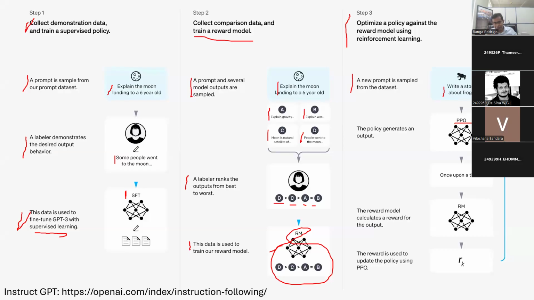After PPO, you know that DeepSeek came. DeepSeek used GRPO, Group Relative Policy Optimization. Those things are very good to understand if you are keen about these areas.